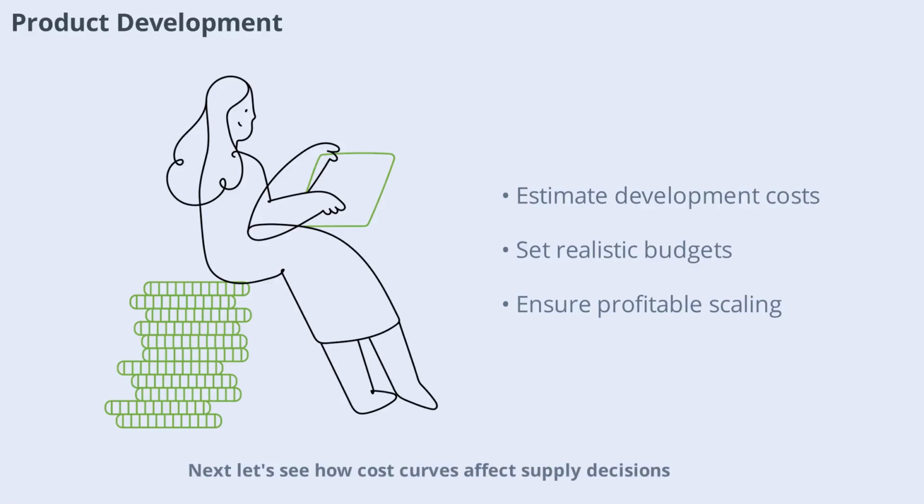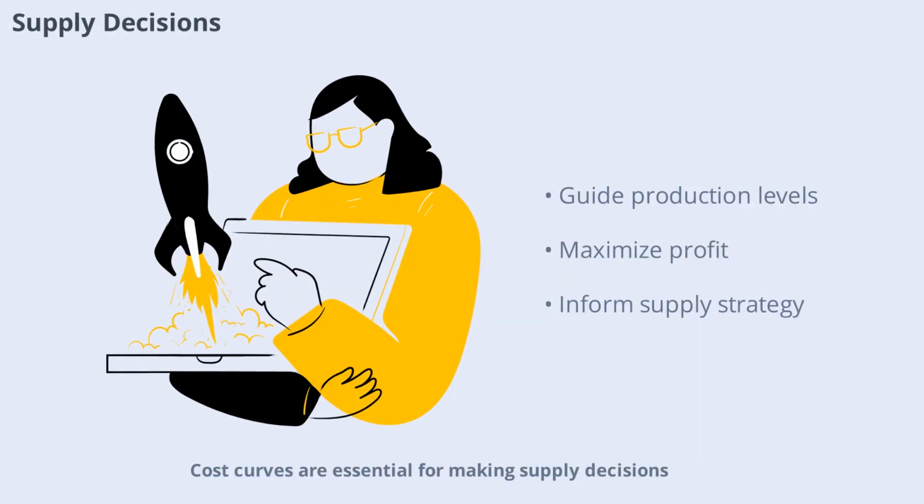Next, let's see how cost curves affect supply decisions. Cost curves are essential for making supply decisions. Businesses use marginal cost to determine how much to produce and supply to the market. When marginal cost equals market price, firms maximize profit. This principle guides day-to-day operations and long-term planning.